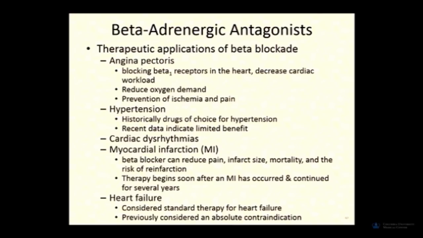So, therapeutic applications: anginal pain, angina pectoralis, blocking beta 1 receptors, decreasing cardiac workload, which reduces oxygen demands and prevents ischemia and ischemic pain. Hypertension, treating hypertension. Historically, these beta blockers were a drug of choice for hypertension. Recently, we're noticing less of a benefit than we previously thought, and more of a benefit with some of the other drugs that help with hypertension, like diuretics or like alpha blockers.